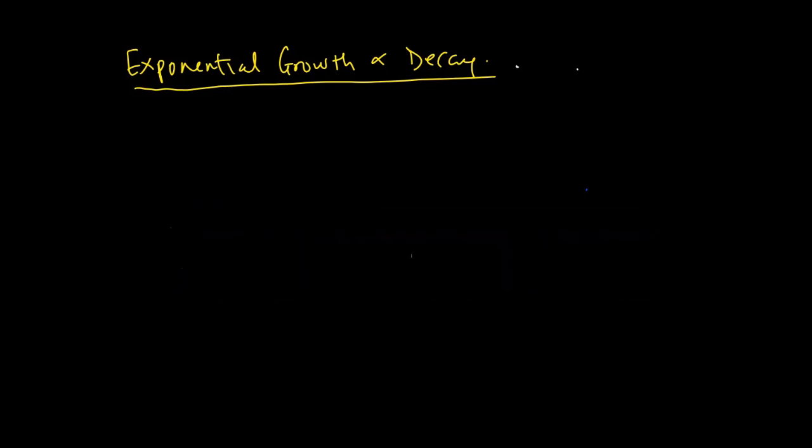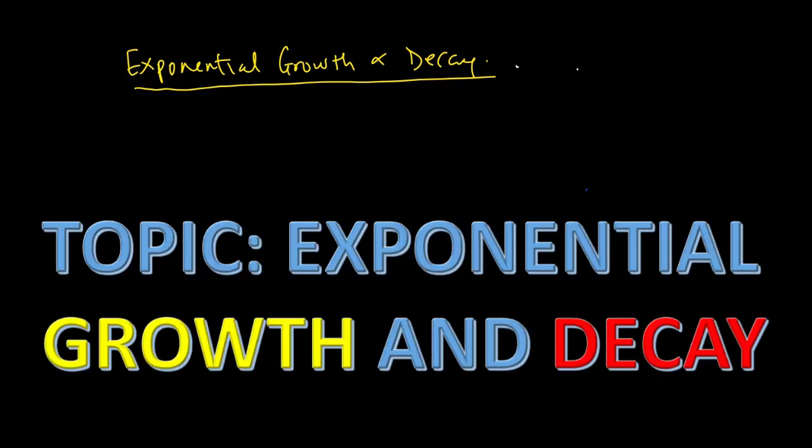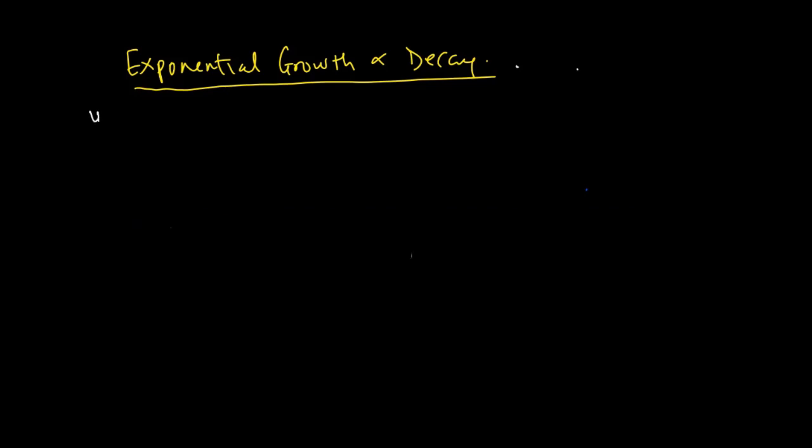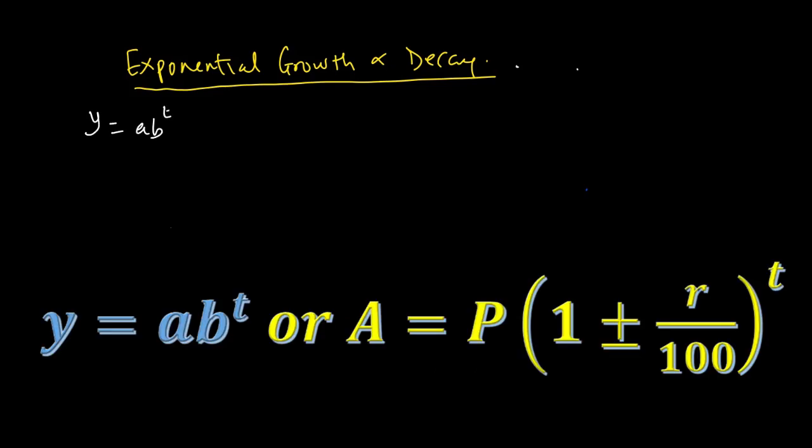Today, we are going to look at exponential growth and decay. And at the end of today's tutorial, we'll be able to learn how to use the formula y equals ab raised to power t, or A equals P into (1 plus r over 100) raised to power t.